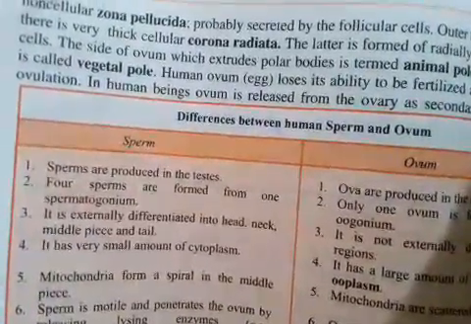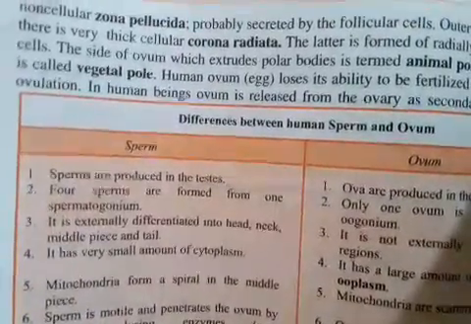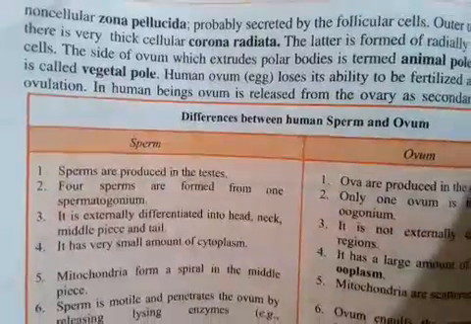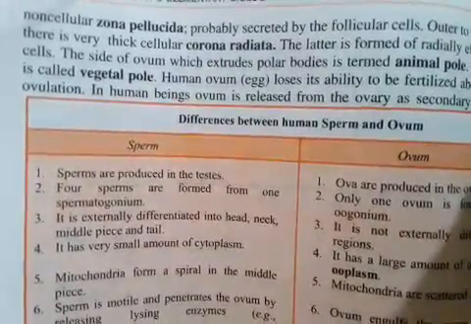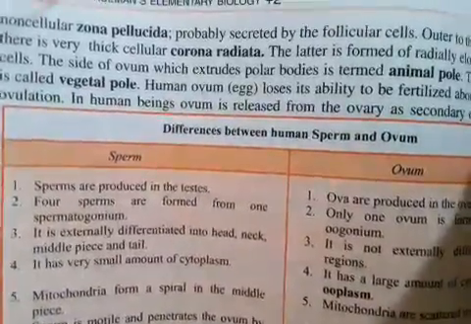As you know, there is no yolk, so there is no division into vegetal and animal poles in the human ova. But the side at which the polar bodies are present is said to be the animal pole, and opposite to this is said to be the vegetal pole. The human ova loses its ability to fertilize.